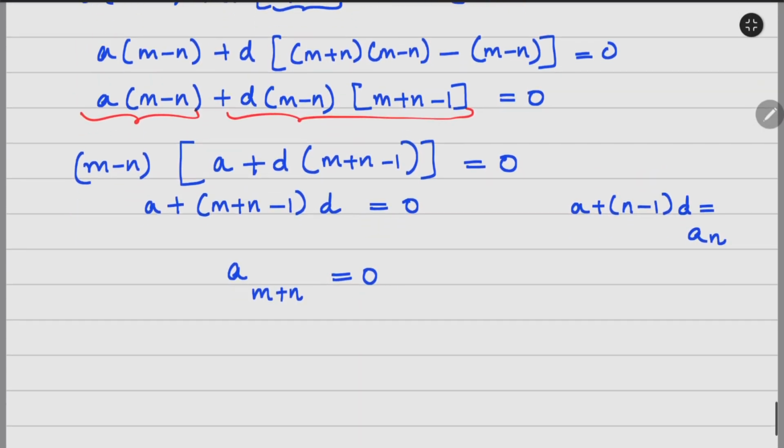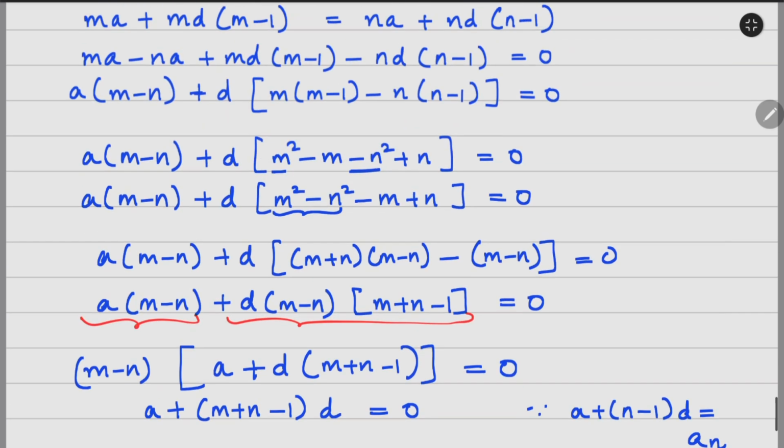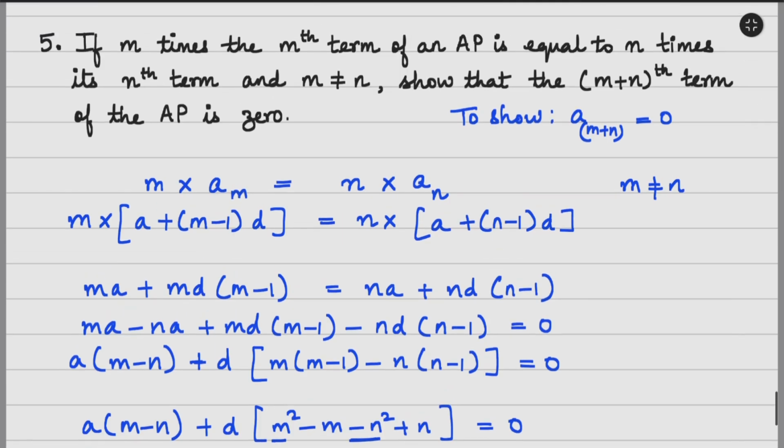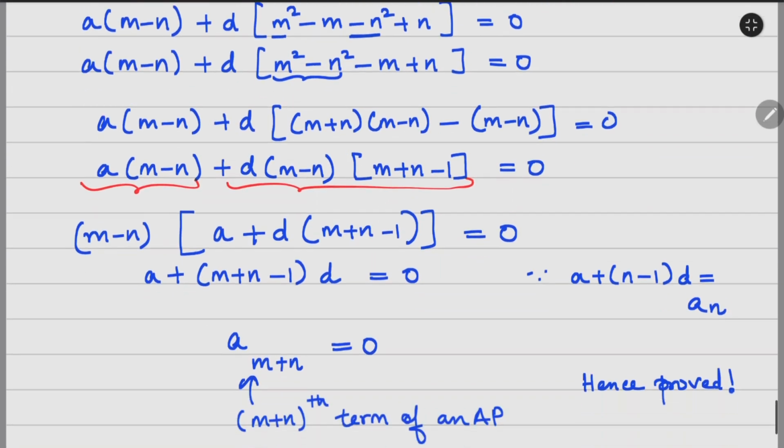So this is nothing but, what is this? This is the M plus Nth term of an AP, right? And we have proved that it is equal to 0, hence proved. So make sure this question is super important. It has been asked 3 times in the 2019 question paper. Okay, so please make sure you practice this question.